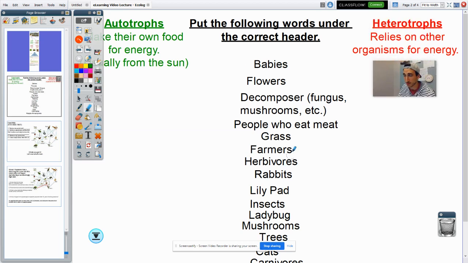Now what I want you to do is put these in the category where you think they belong. For example, a baby. Is a baby an autotroph or a heterotroph? Does it make its own food, or does it rely on other organisms for energy or food? Well, that one's easy, right? We know that babies are heterotrophs. So you can just draw an arrow over there, or write it down in a notebook. I don't care. Just do it. We'll meet back shortly. See you later.